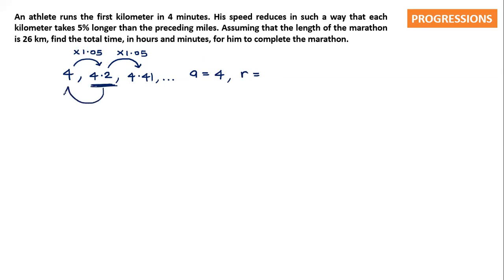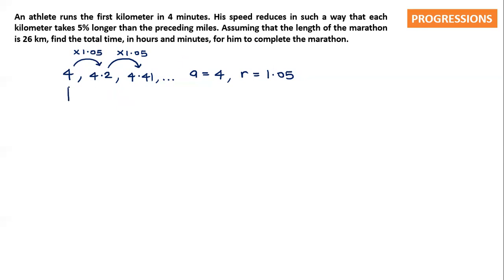We divide with the first term, or you can take the third term and divide by the second term. So you take 4.2 divided by 4, and you get back the same value, 1.05. So R is going to be 1.05. Got it? Okay, done. Now I'm going to explain one more thing for you.